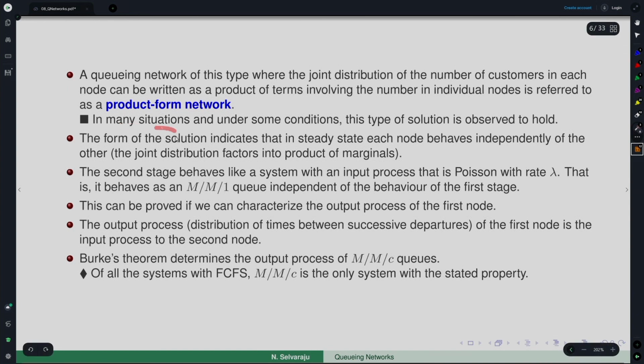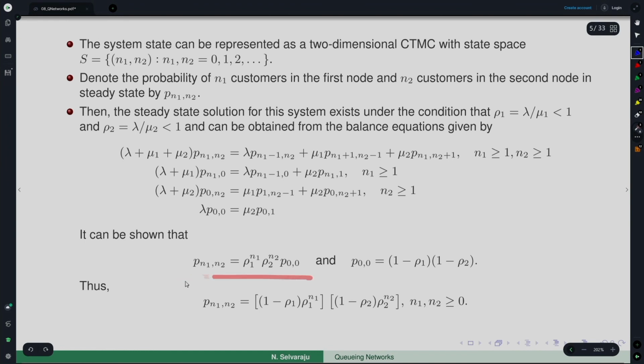And in many situations, under some conditions on the parameters, this type of solution is observed to hold either exactly or at least approximately. There is a whole lot of literature on product form networks, because in this case things become much easier. Imagine that this is the case, and you are looking at a function of n1, a function of n2 and a constant. Now, if I want to obtain the mean performance measures, I can handle this very easily because of the product form that you have here.